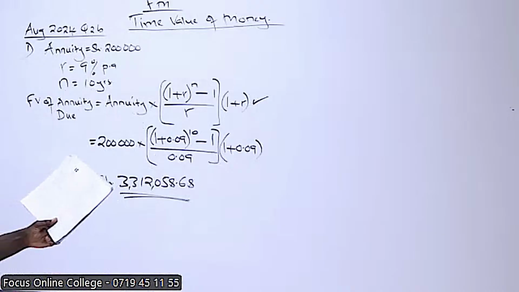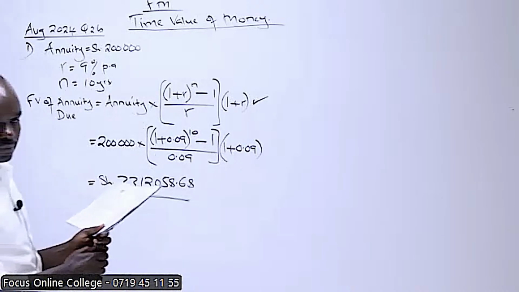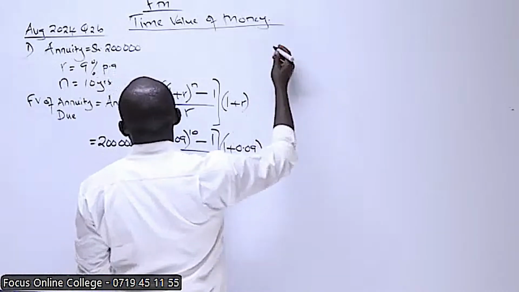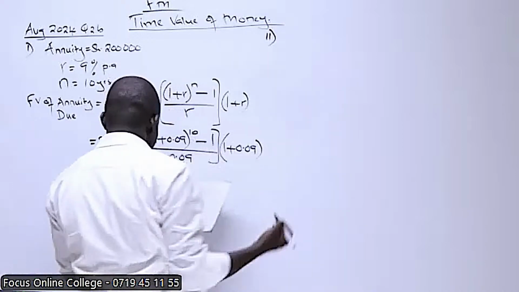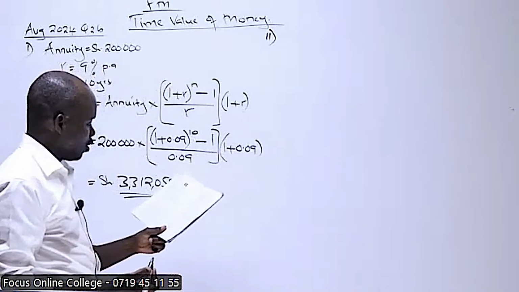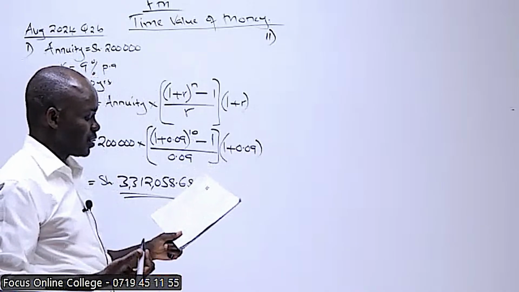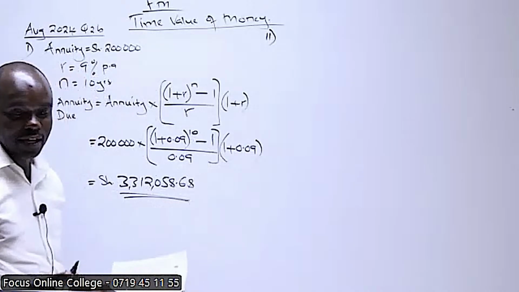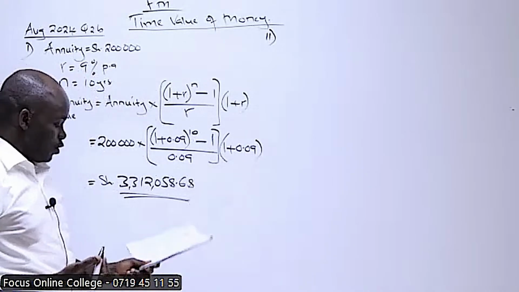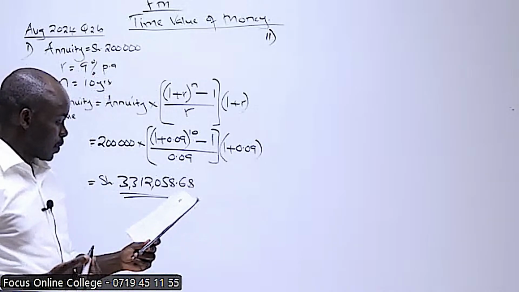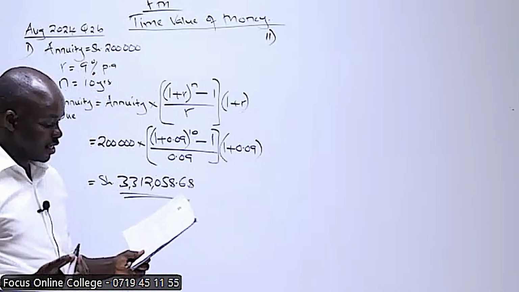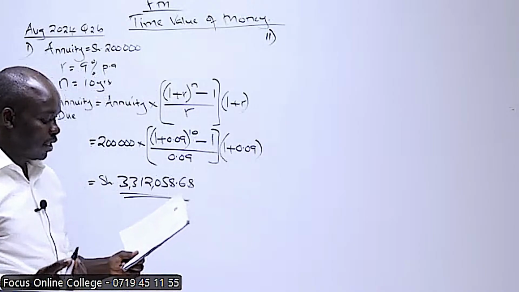Determine the present value of shillings 1.2 million annuity payable for 20 years at an interest rate of 8% per annum. So again, this is still an annuity. And this annuity, they're saying, is 1.2 million that is payable annually for a period of 20 years.